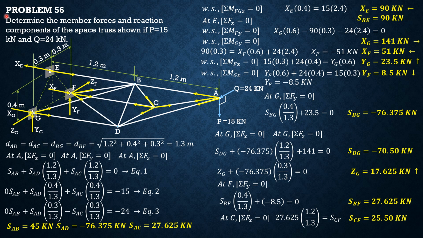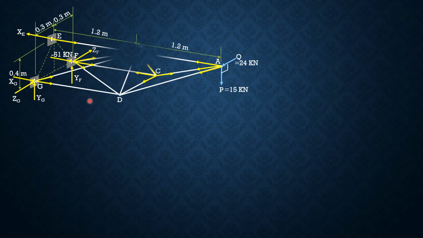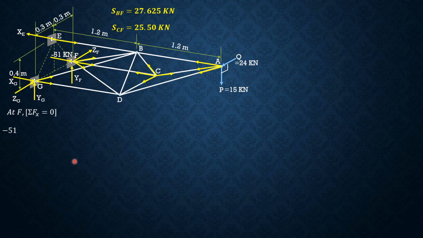So let's go back to joint F to solve for SDF. Again, let's proceed to joint F, summation forces X equals 0 to solve for SDF. So SDF times 1.2 divided by square root of 1.2 squared plus 0 squared plus 0.6 squared. So it is 1.2 right, then 0.6 forward. So by the way, negative 51 plus SDF times 1.2 over square root of 1.2 squared plus 0 along Y, then plus 0.6 along Z, so 0.6 squared.